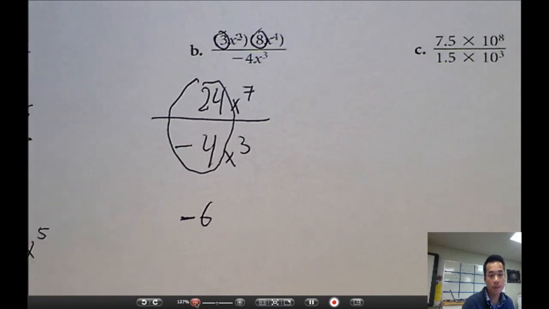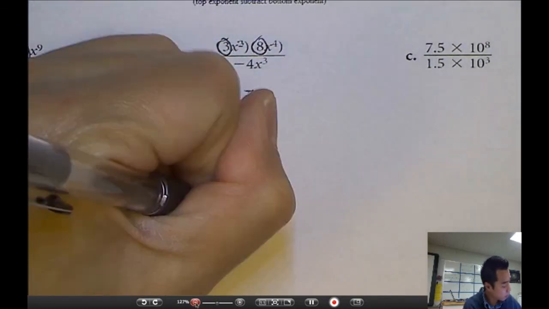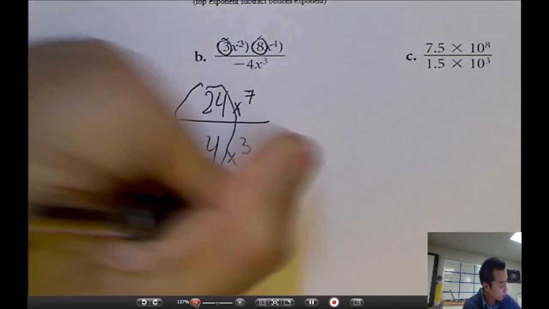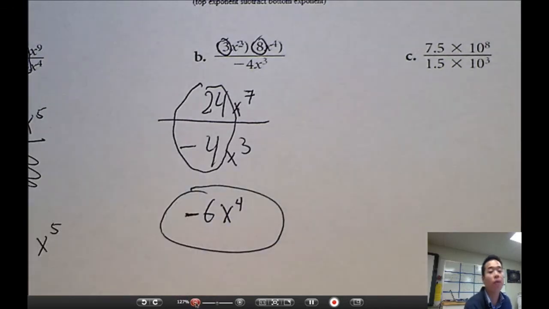Zoom in a little bit. And then x to the 7th up top, x to the 3rd on the bottom. All I have left is x to the 4th after I cancel everything out. And again, technically there's a 1 there, but I'm not going to write it. So my final solution is negative 6x to the 4th.